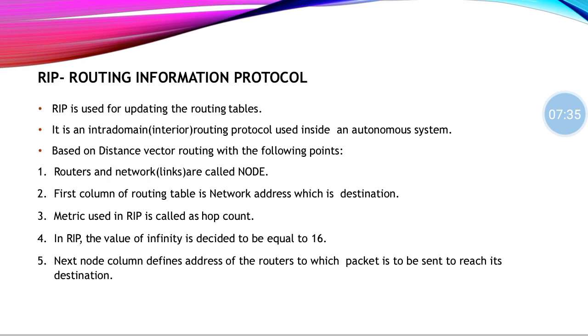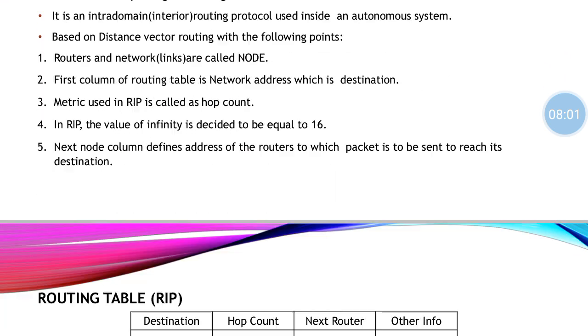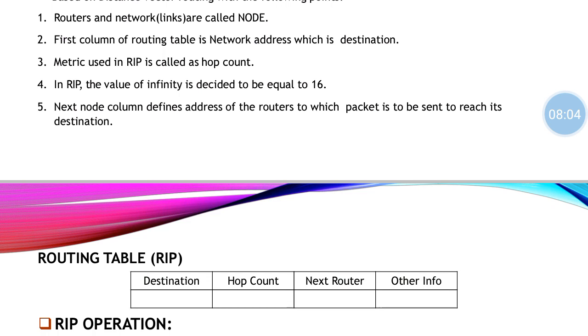RIP is used for updating the routing tables. It is an intra-domain routing protocol used within a single autonomous system, and it is based on distance vector routing. Such points are to be considered while designing or configuring RIP. Routers and network links are called nodes. For example, there are 3 routers, router 1, router 2, router 3 for configuring RIP. So those routers are known as nodes. The first column of the routing table is the network address, which is the destination address.